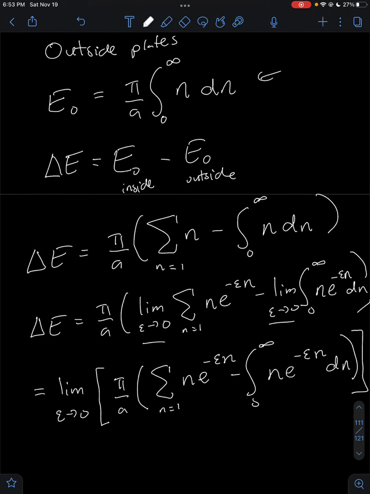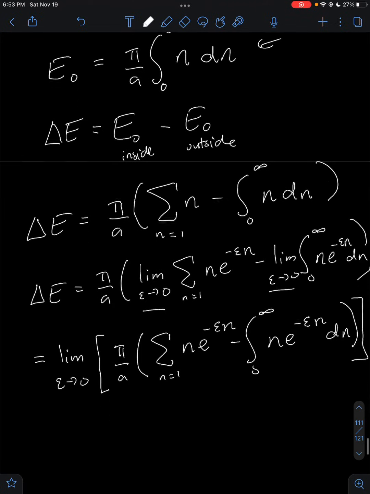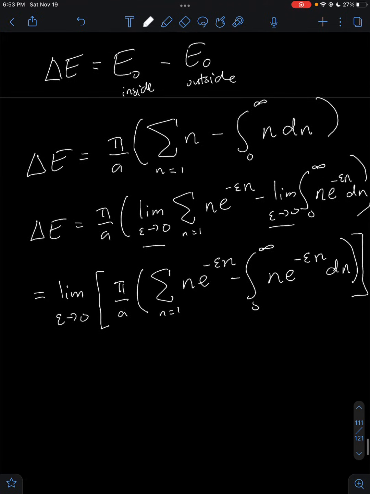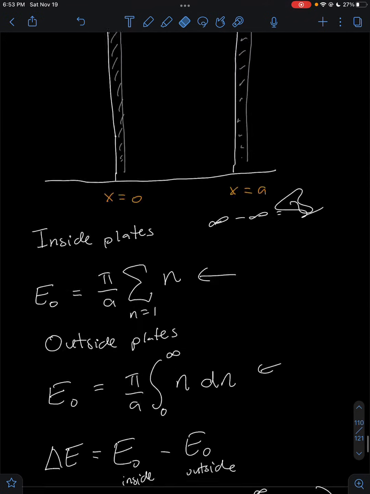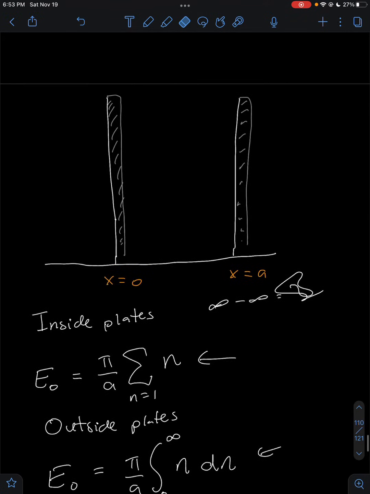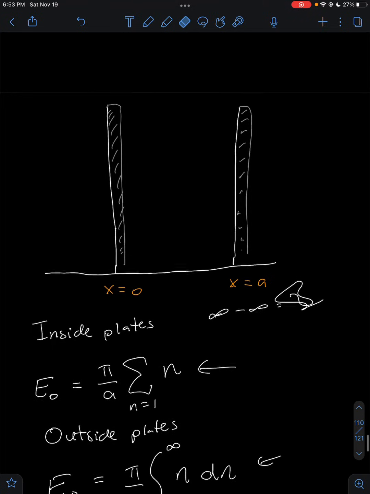Why are we putting this e to the minus epsilon n term here? Well, there is a physical interpretation of this. If you were to graph e to the minus epsilon n, you'd get something that looks like this. It decays as n approaches infinity. We have to think about what we really have here. We have two plates, and this is where the second interpretation of the Casimir effect kicks in.